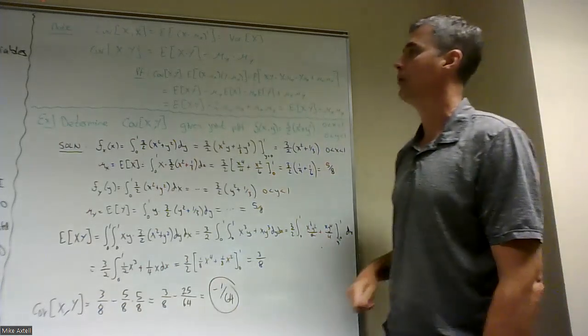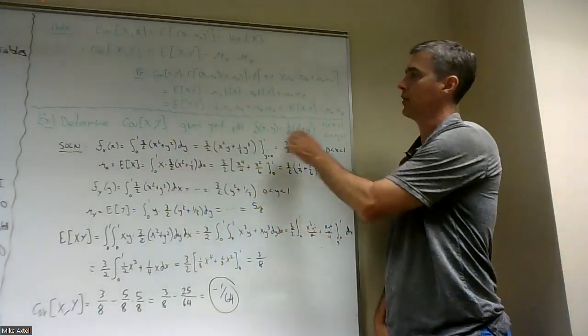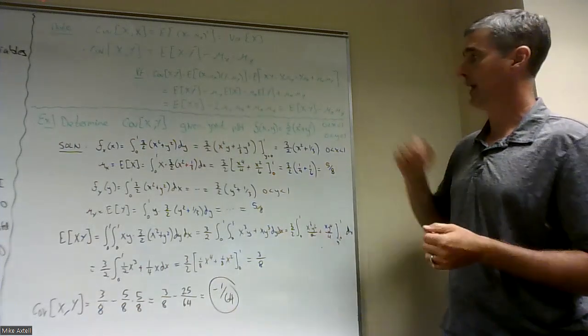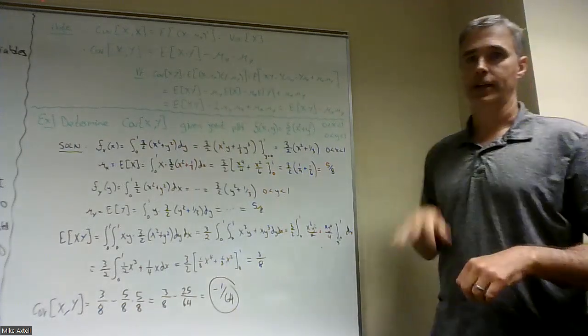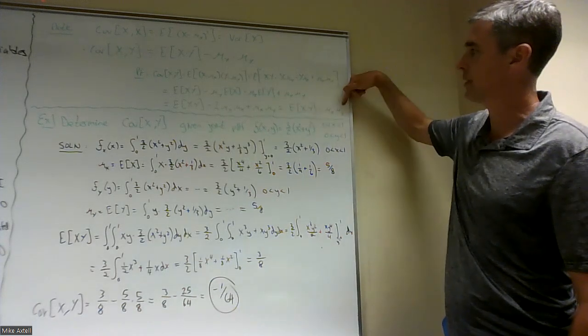Let's take it for a spin now. Let's determine the covariance of x and y, given that x and y are in the relationship defined by this joint PDF: 3/2 times (x squared plus y squared), x and y from 0 to 1. So what I need to calculate is three things: the expected value of x, y, the mean of x, and the mean of y.